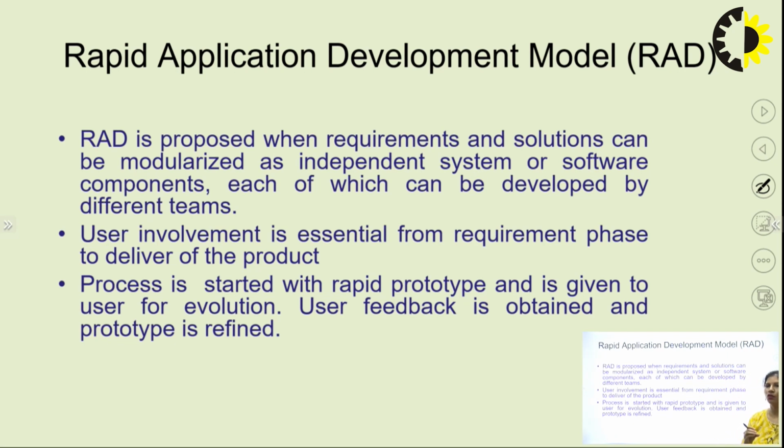Again, we can move to modularized, independent system or software components, each of which can be developed by a different team. Here we can work like that. We have to modularize our system, and we are working on each software component, and each can be given to different teams. It is not necessary that the same team works on all components. Different teams work on different system components or modules, so that we can work more rapidly.